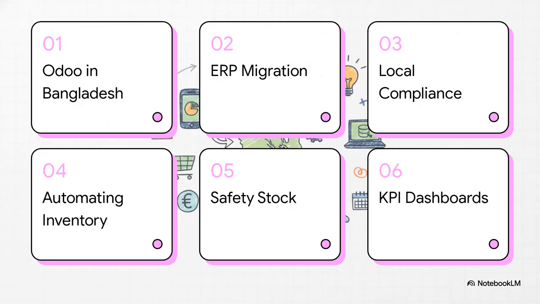Okay, so here is our roadmap for today's explainer. We're going to cover 1. Odoo in the Bangladesh market, 2. ERP implementation and migration strategies, 3. Ensuring local regulatory compliance, 4. Automating inventory reordering rules, 5. Calculating your safety stock, and finally, 6. Setting up a real-time business KPI dashboard. Let's get right into it.